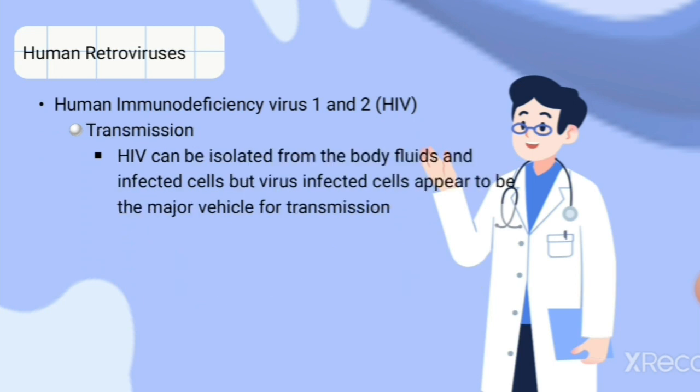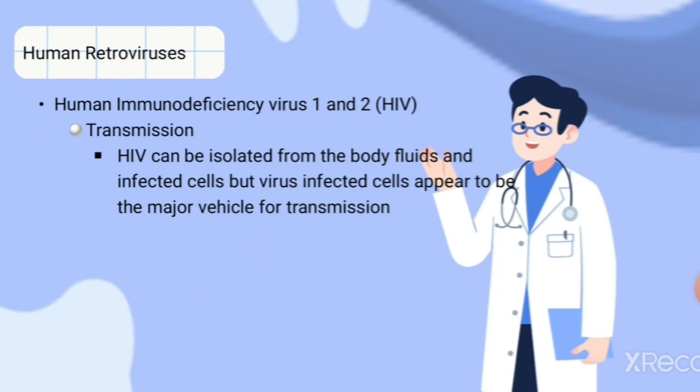As for transmission, the highest concentration of HIV is in the semen and blood. Parenteral transmission is also possible. We also have vertical transmission. With congenital transmission, the baby can be infected because the virus can cross the placenta. We also have perinatal transmission, wherein the newborn is infected during birth. And we also have neonatal transmission, wherein it can be transmitted via breastfeeding.